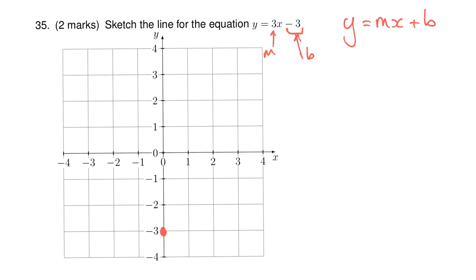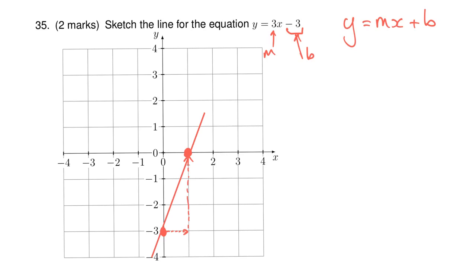So 2 options. I could say, all right, that means for every 1 I come across, I go up 3. And that means my second point is there. And I wonder if I can draw a line in this thing. Let's have a look. That means I could draw a line that goes through those 2. Awesome sauce. Then it's done.